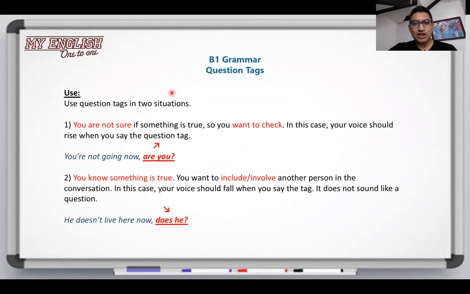Today, we're going to be learning about question tags or tag questions, as many people know it. So, let's start with this topic. This is a grammar topic for level B1, B2, and C1 as well. Let's start with the use. Use question tags in two situations.